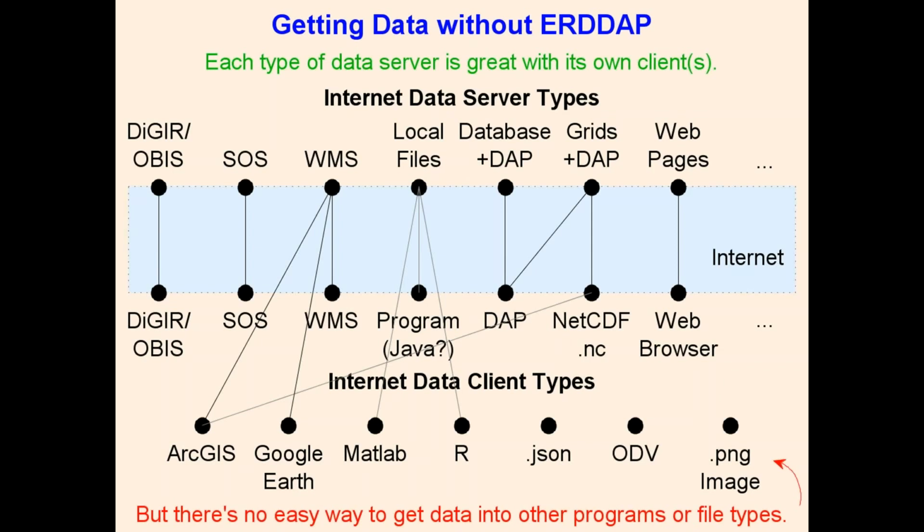They solve the needs of the community. Everything's wonderful if you stay in that community. The problem is if you try and reach out to get data from some other community, and then you have to deal with this plethora of different data server types, and then the difficulty of getting the data into the different client types or getting different data files.